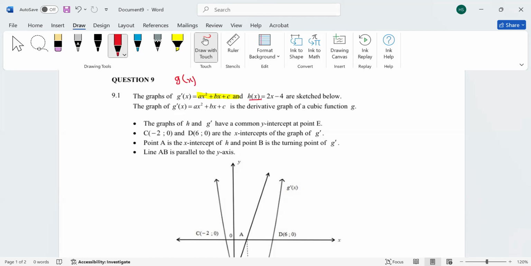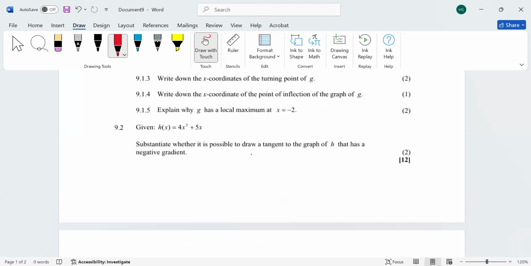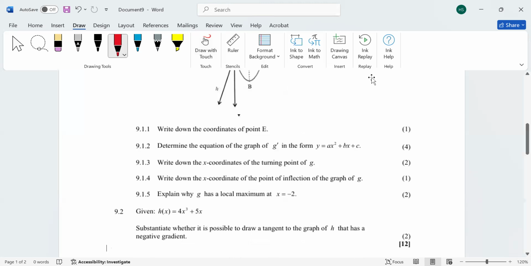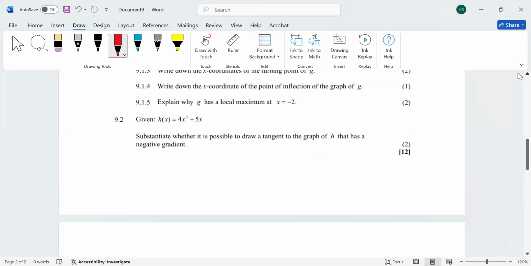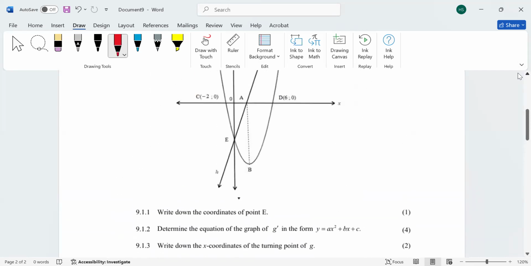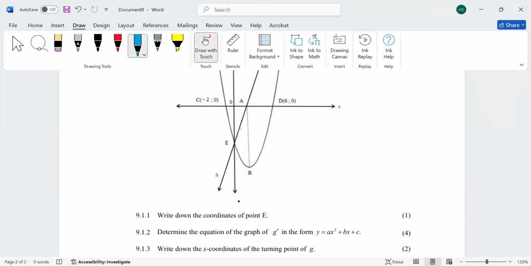And then we're also given H of x, which is a straight line. And then they say G of x, ax squared, is the derivative of G, which is a cubic function. The graphs of H and G have a common y-intercept, which is at point E. So if you check here, we are not guessing that one. We are told that here we have a y-intercept at E, this point E here.